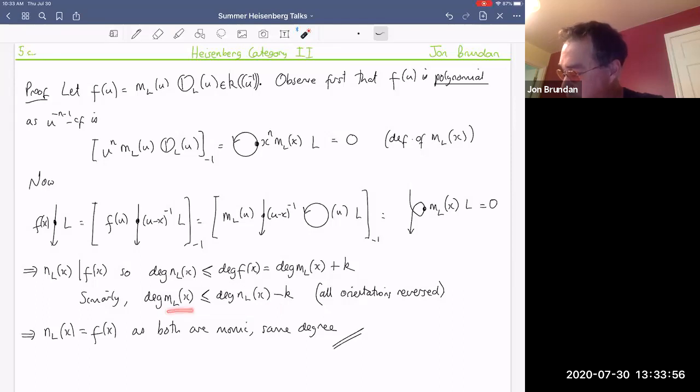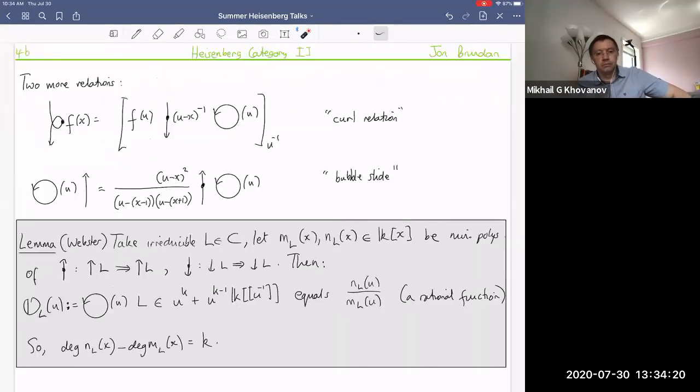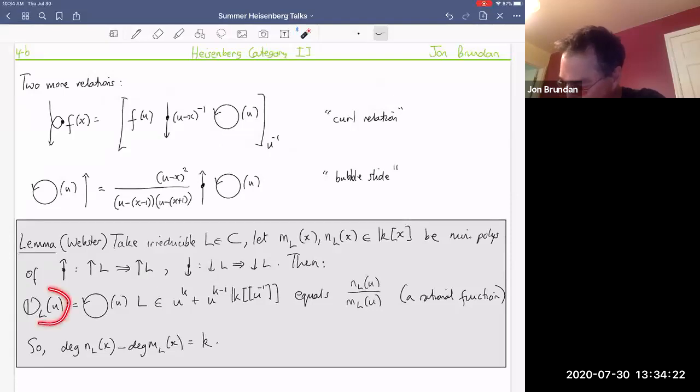The degree of m is less than or equal to the degree of n minus k. And those inequalities both mesh together. So in fact, equality holds in both places. And so that proves that the degree of f of x equals the degree of n. And since we already had n dividing f, it follows that they're equal. And so in fact, I proved that this is exactly n, and that proves the lemma. It was a bit of a struggle, but I exactly proved that this is n over m.